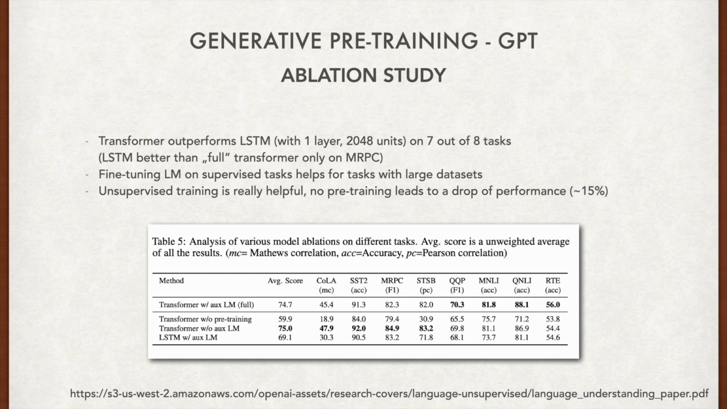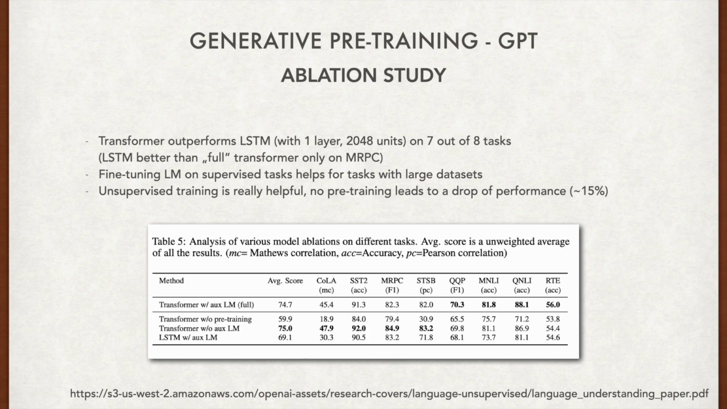A detailed comparison of GPT and LSTM networks, consisting of one LSTM layer with the hidden state equal to 2048, showed that the score of the full GPT model is better on 7 out of 8 tasks listed. Only in the context of the MRPC task, which stands for Microsoft Research Paraphrase Corpus, which is used to test models' abilities to measure textual similarity, the LSTM model beats the full GPT model.